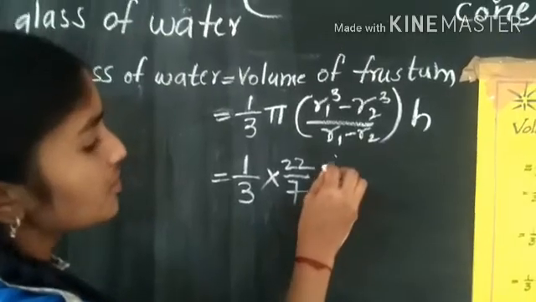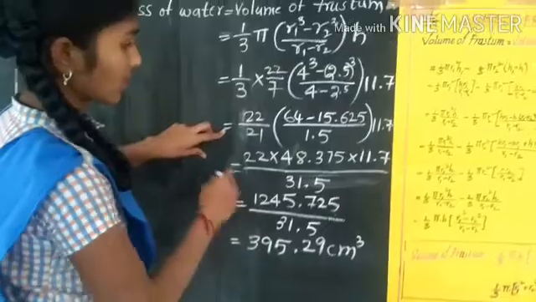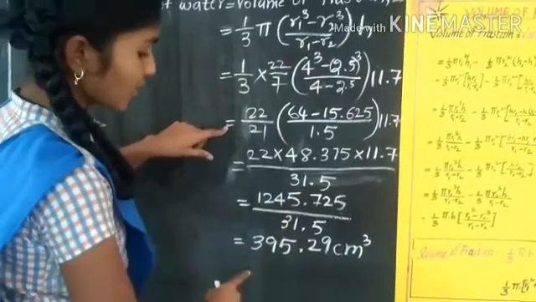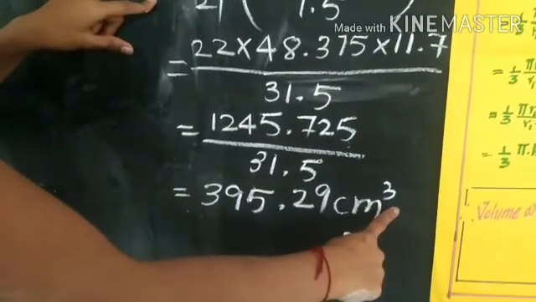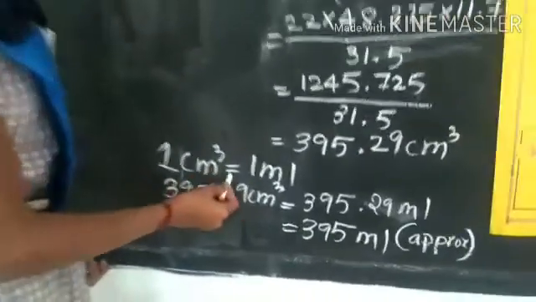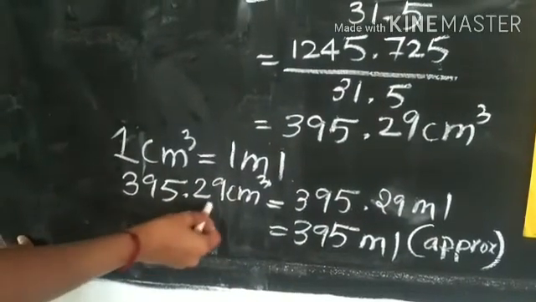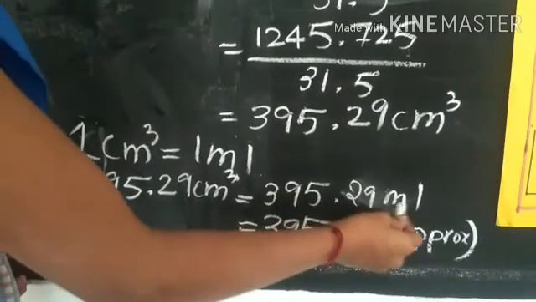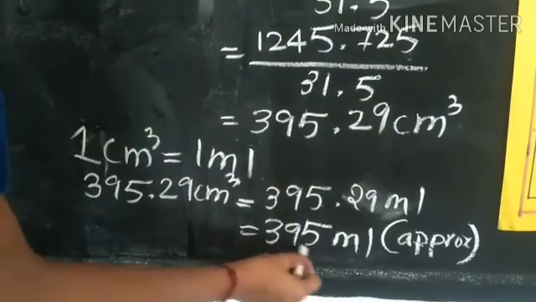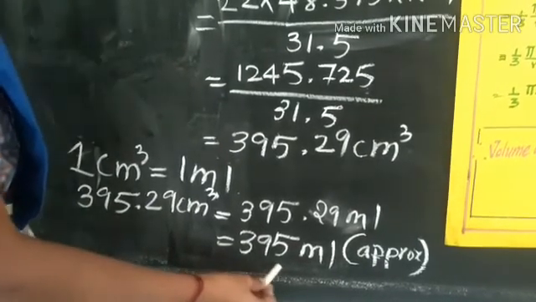Now substitute the values. After simplifying, I got 395.29 centimeter cube. 1 centimeter cube is equal to 1 ml. So 395.29 centimeter cube is equal to 395.29 ml, approximately 395 ml. The glass of water is 395 ml.